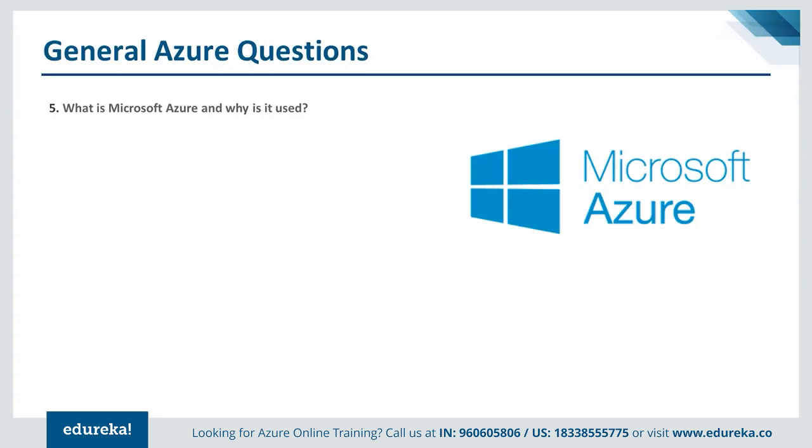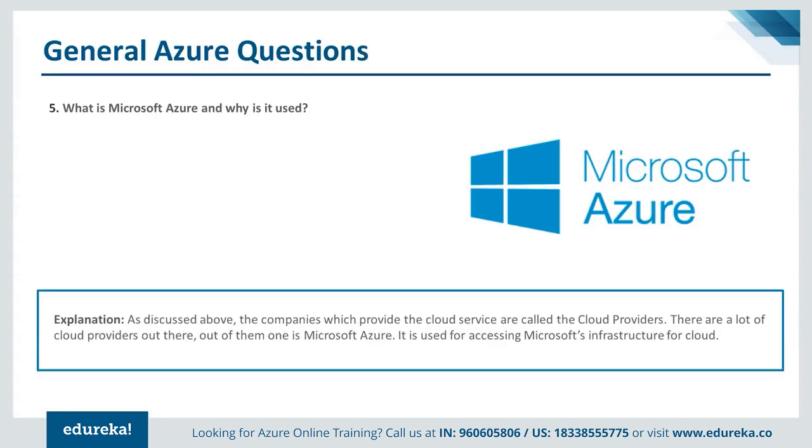As I initially said, Azure is my public cloud from Microsoft. Let's see how it works. We have a definition on the next slide. As discussed above, the companies which provide cloud services are called cloud providers. I did explain this in the first slide. I explained about Google, which is a cloud provider. I explained about AWS, that is a cloud provider. And then I talked about Azure, which is a cloud provider.